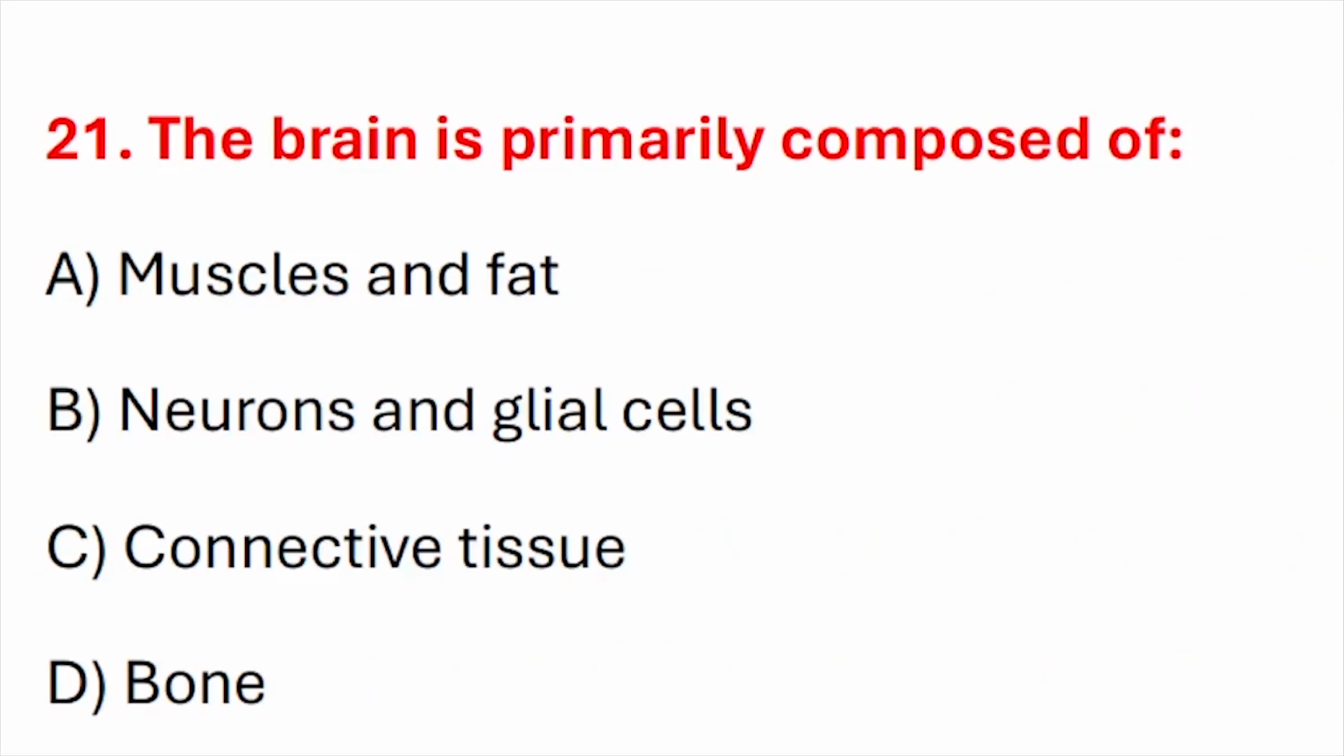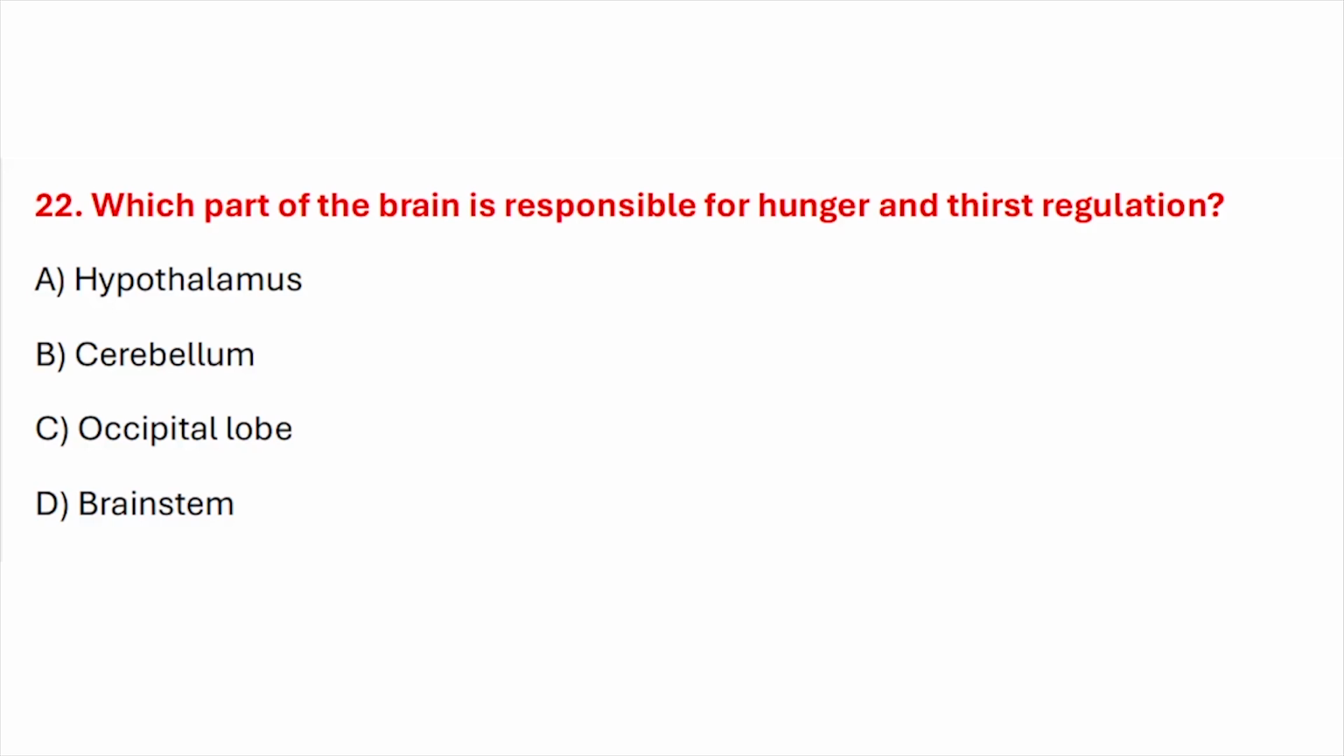Question number 21. The brain is primarily composed of? Correct answer is option B, neurons and glial cells. Question number 22. Which part of the brain is responsible for hunger and thirst regulation? Correct answer is option A, hypothalamus.